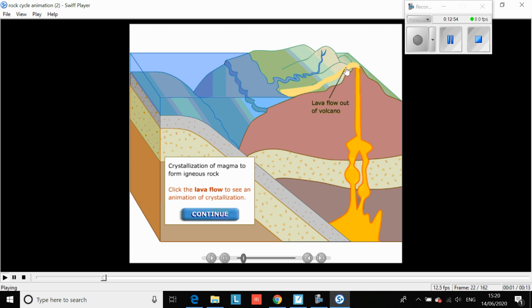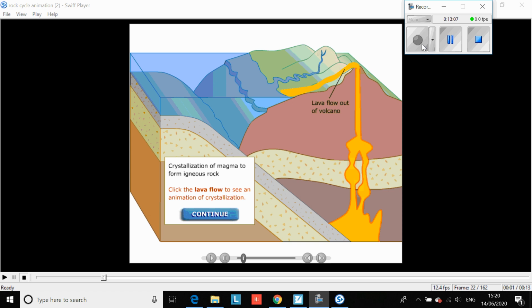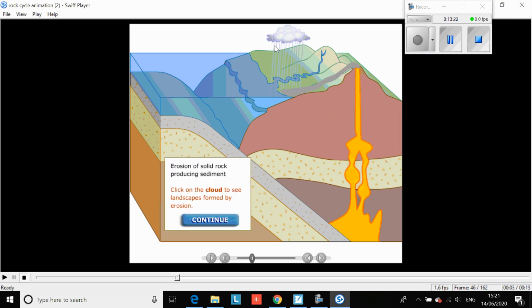Okay, and if we have a look here, here comes our lava out of our volcano. We'll just click on that. It's not going to let me do this. Bear with me. Okay, so I'm trying to talk you through this. There's our lava coming out of our volcano, and that will cool to form crystals of solid rock, things like granite. Okay, and then over millions and millions of years, there is erosion and weathering, like we described.